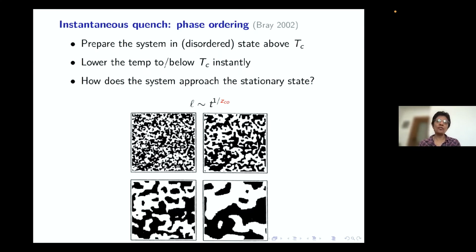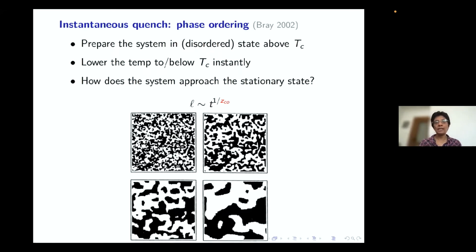What one is thinking of here is a classical system which exhibits a second order phase transition. And we start with this system, let's say it's a thermal phase transition. We start with the system in the disordered state, that means above TC. And then the temperature is cooled instantly, to TC or below TC.